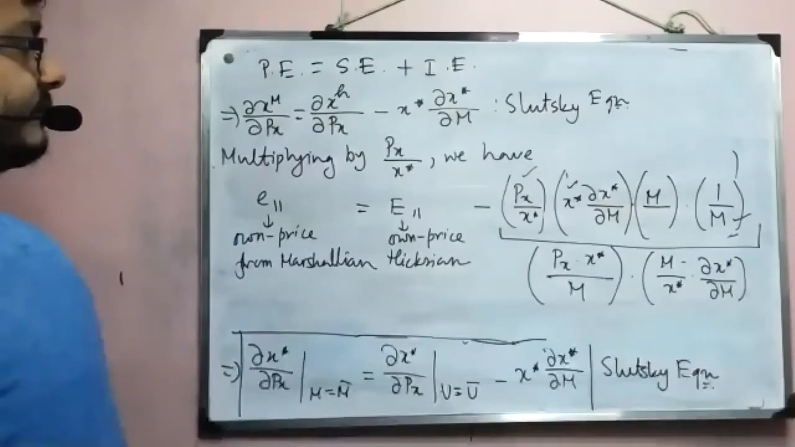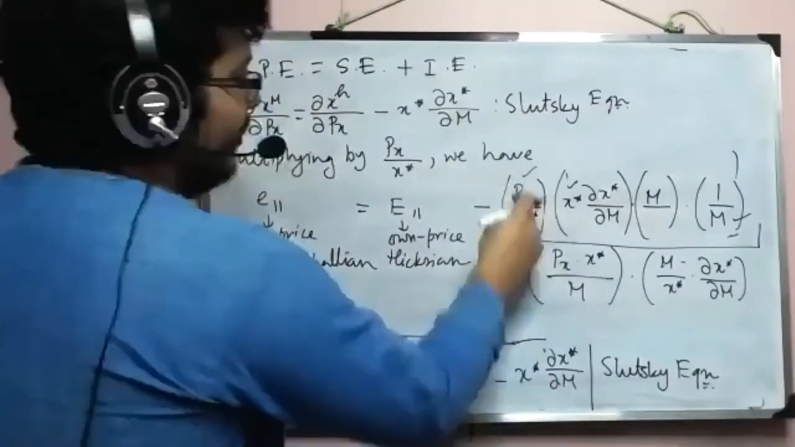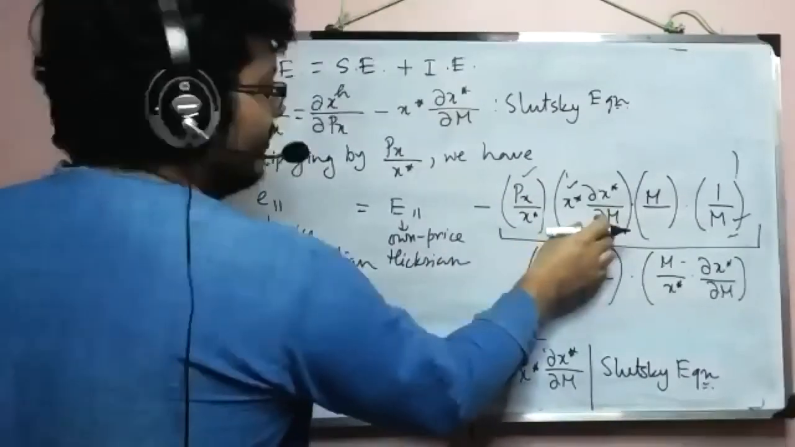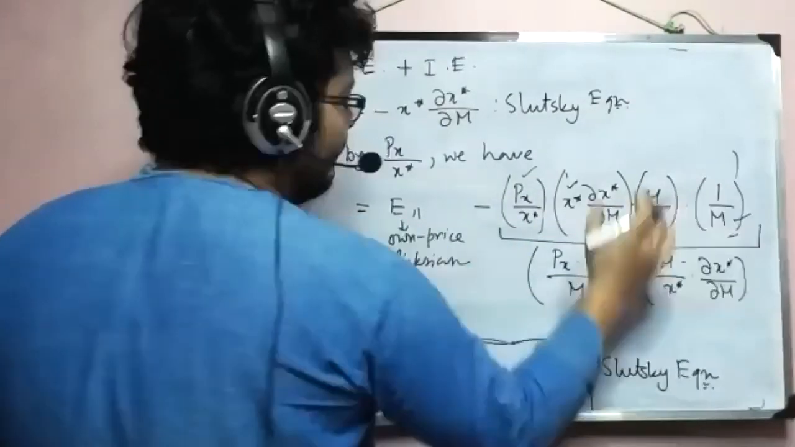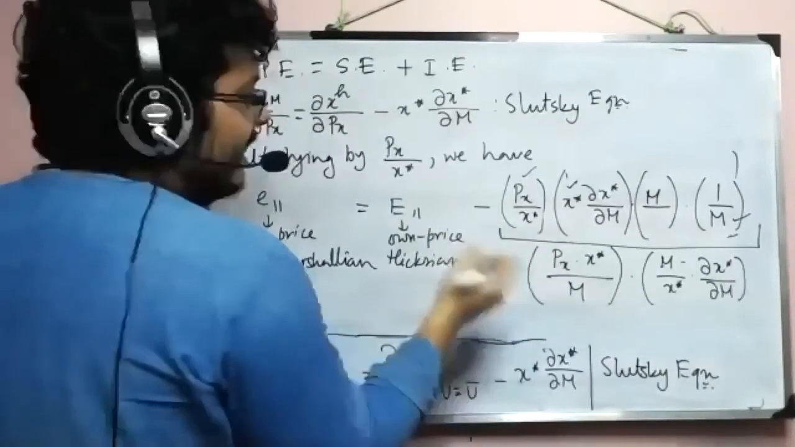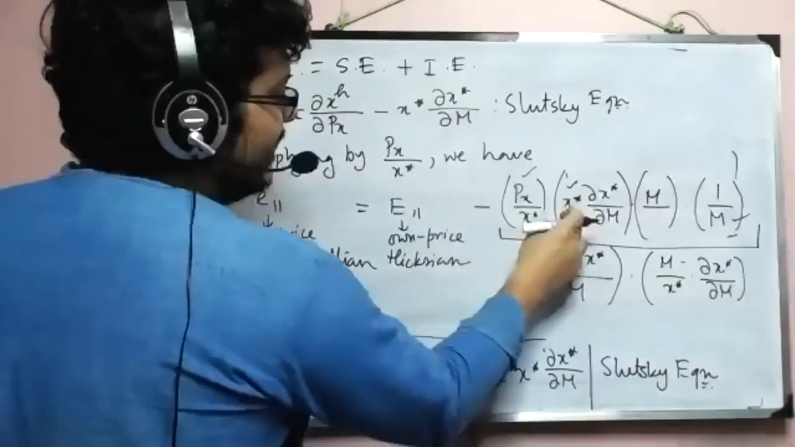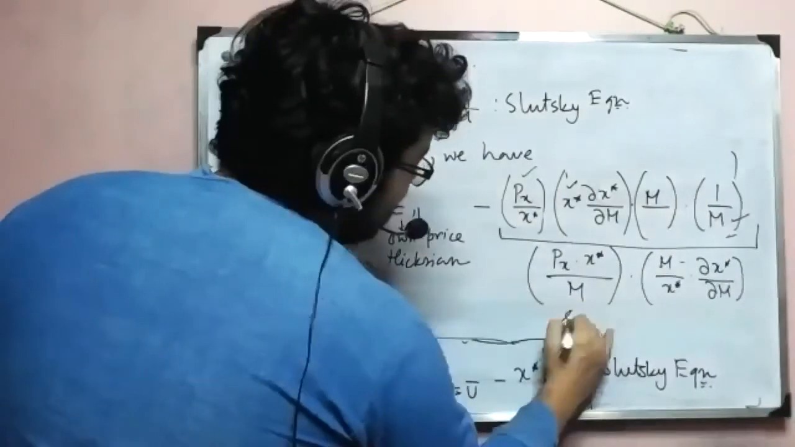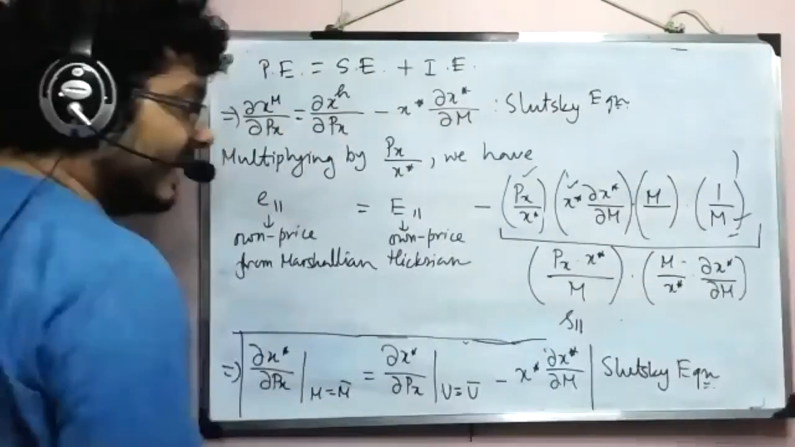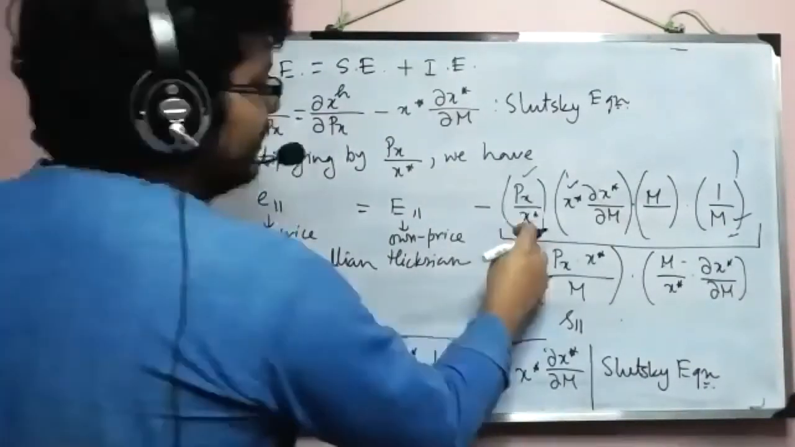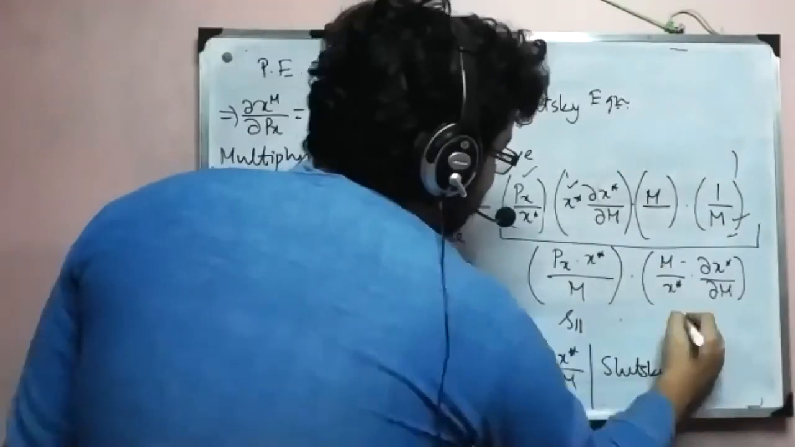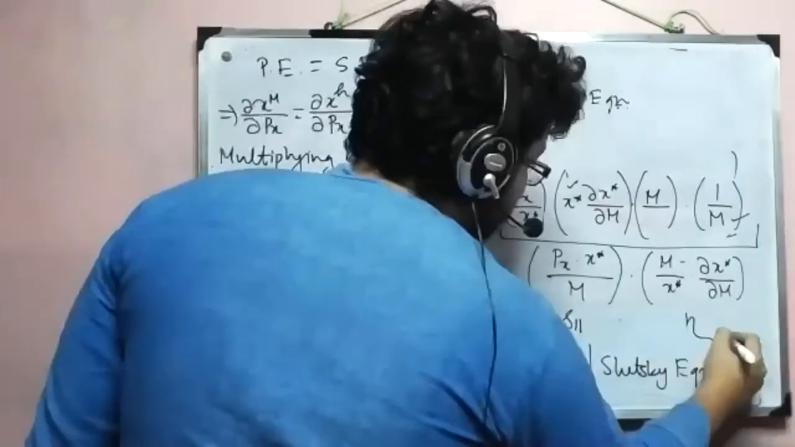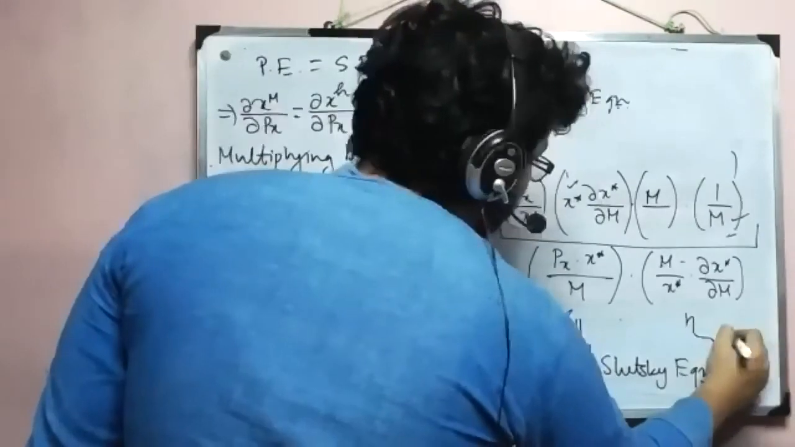Okay. So again, we have multiplied the whole thing by px by x star, right? And this is our original expression. With that, we multiply and divide by m. Then we take them in a different style. So px, x star and m, that gives us this expression, which is share of expenditure of x. And the rest of it gives us income elasticity of x star.